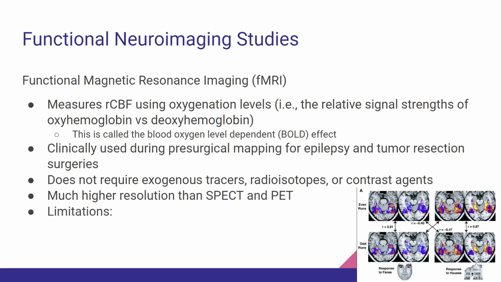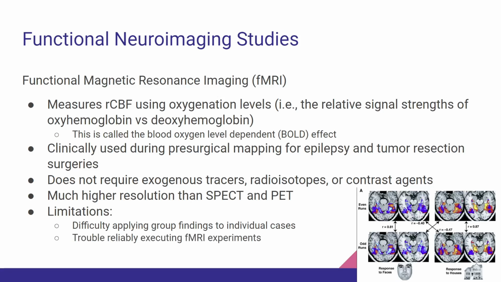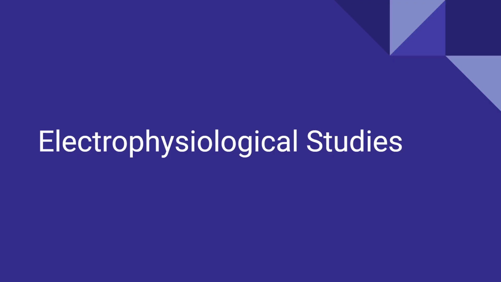The limitations typically revolve around applying research findings in a clinical setting. It can be difficult applying group findings to individual cases, and reliability hasn't been as good as we'd hoped when replicating these fMRI experiments. The next type of diagnostic studies we'll discuss is electrophysiological studies.